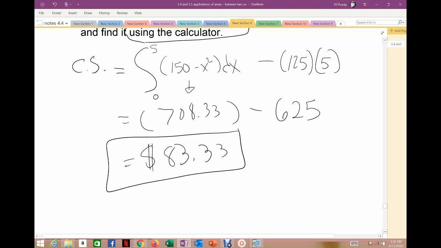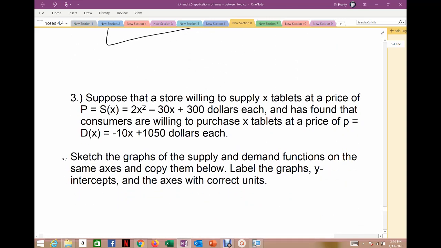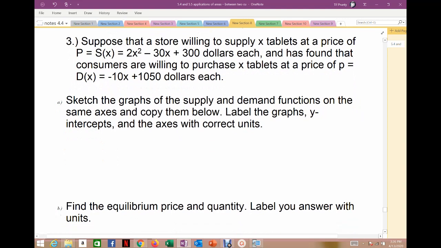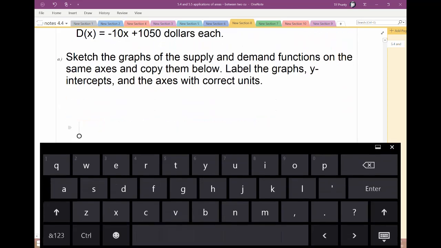Okay, the last one. So this is it, the last application we'll be doing together. All right, so suppose we've got the following consumer supply and demand functions. Suppose we're willing to supply X tablets at a price of that supply equation, given in dollars, and found that the consumers are willing to buy, demand, X tablets when the price is set at that demand equation in dollars. All right, so sketch the graphs.